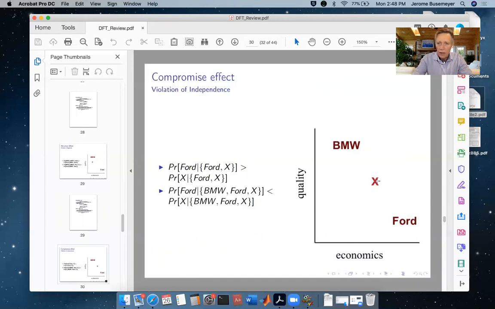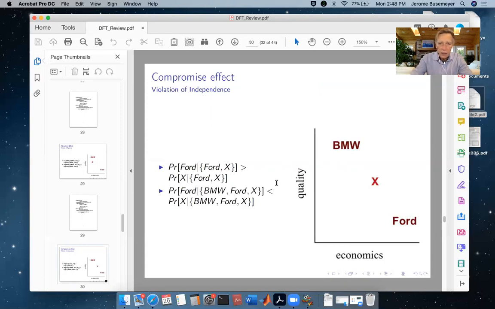And so what we find is, in the binary choice, Ford was chosen over X, but in a triadic choice, with BMW making X look like a compromise, now X is chosen over the Ford. In fact, let's say maybe even chosen over the BMW. It becomes the most popular. In some of the studies, the compromise is the most popular. So that's the compromise effect. That's another violation of the independence property. So that violates the strong utility models.